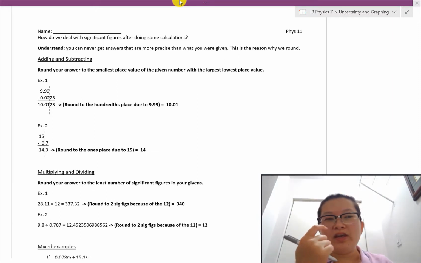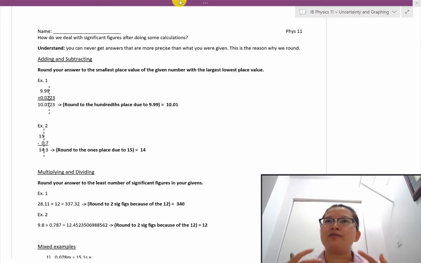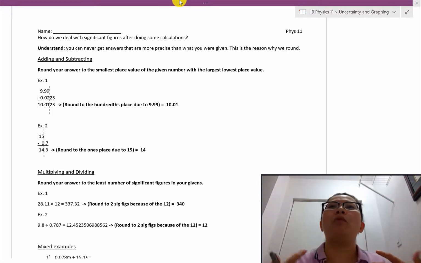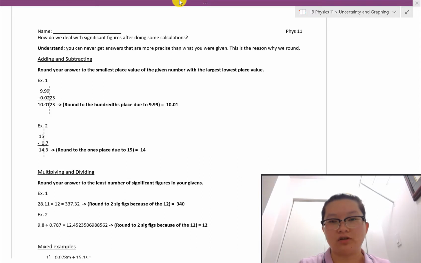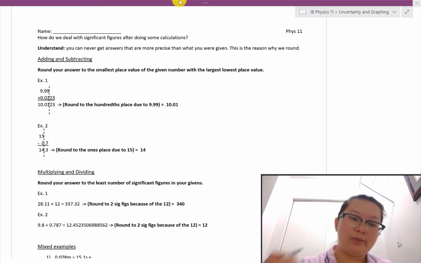Okay, we can always be more uncertain. We can never be more certain. We want to be honest with our measurements. Okay, we don't want to communicate what we're unsure of. Okay, so that's the idea. That's the idea behind these rules.